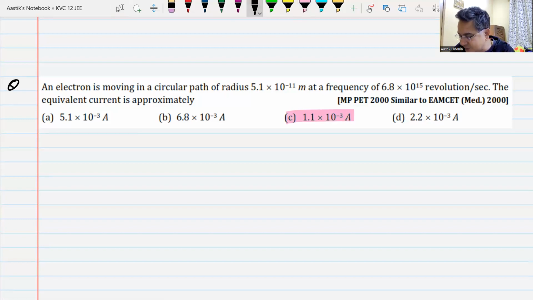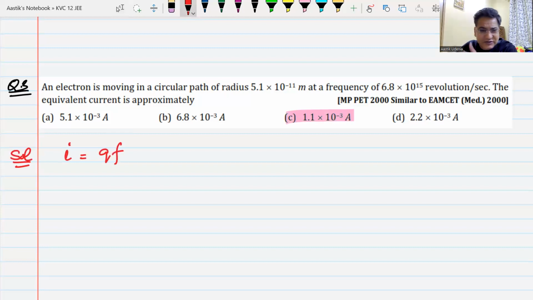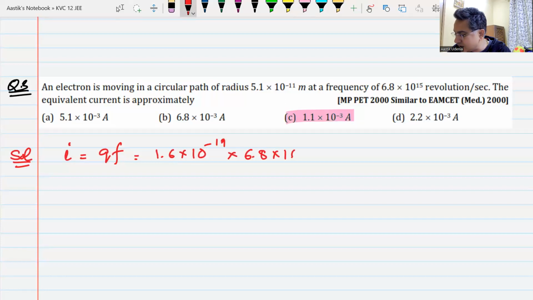Chalo, we got the answer for this one. How do we do this? It is as simple as it gets. I is equal to Q multiplied by f. You just have to multiply this. The charge of the electron is 1.6 into 10 raised to the power minus 19. You just multiply it by 6.8 into 10 raised to the power 15 and you end up with your answer.